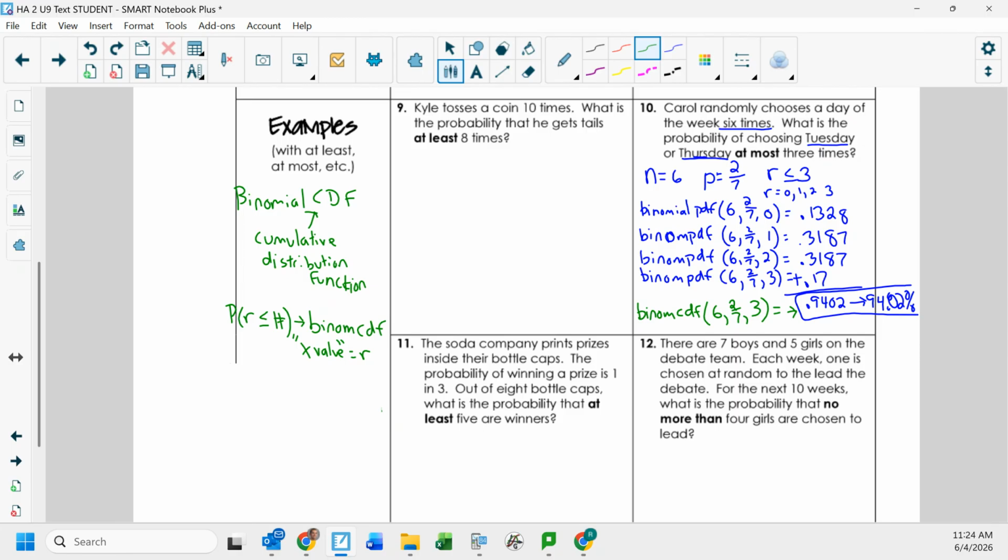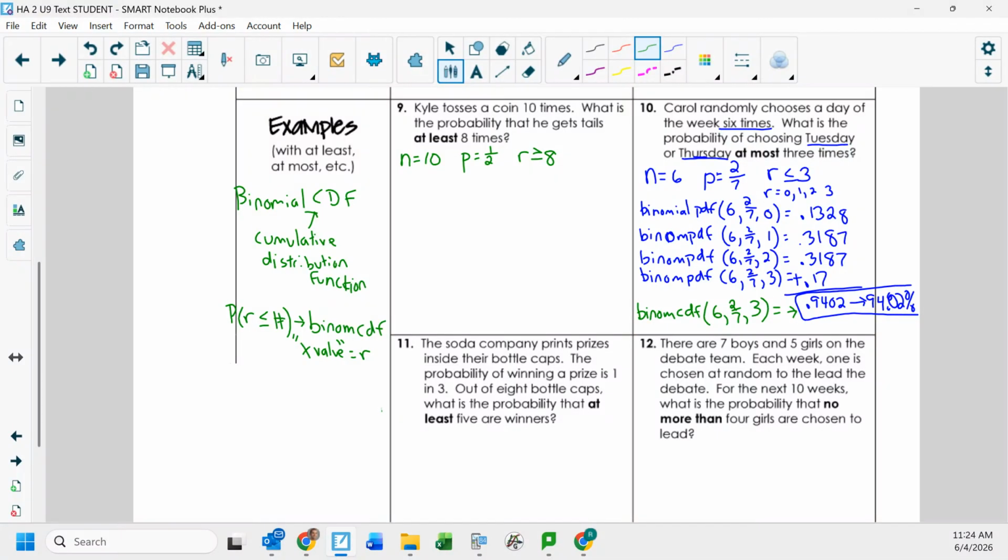All right, number 9 says Kyle tosses a coin 10 times. So since it's tossing the coin 10 times, our number of trials is 10. What was the probability that he gets tails at least 8 times? So our probability, since it's a coin flip, we want a probability of tails, which is 1/2. And now our R, it says at least 8. That means we can get 8, 9, or 10. So greater than or equal to 8 would be our R value.